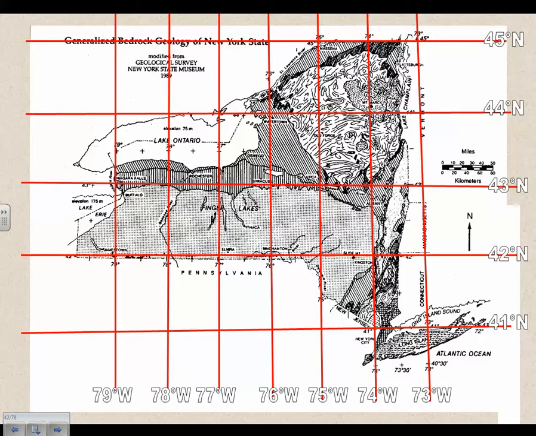Remember, latitude lines are parallel to each other, parallels of latitude. Longitude lines meet at the North Pole. So they get smaller and smaller distance from each other as you approach the poles.